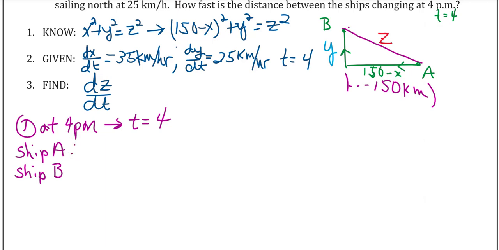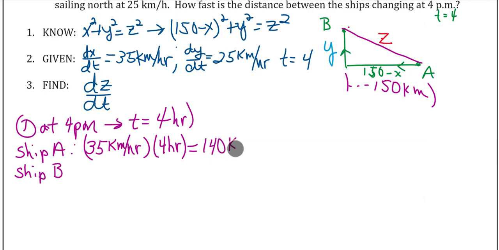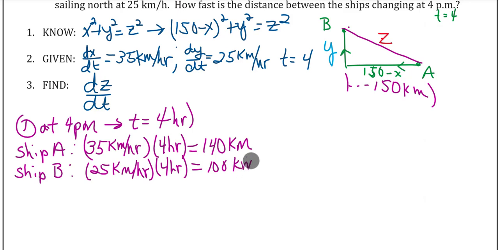So ship A is traveling at 35 kilometers per hour times 4 hours, so its position is going to be 140 kilometers. And then ship B, traveling north at 25 kilometers per hour for 4 hours, is going to be 100 kilometers away from where it started at noon.